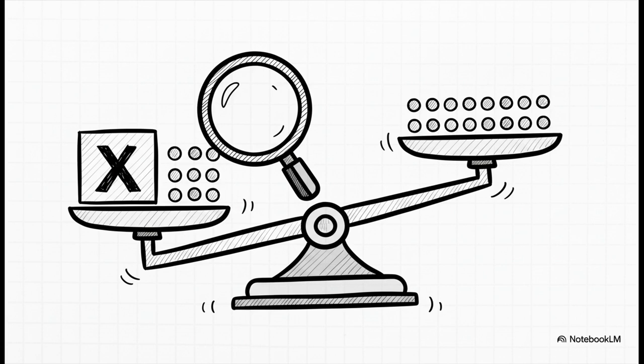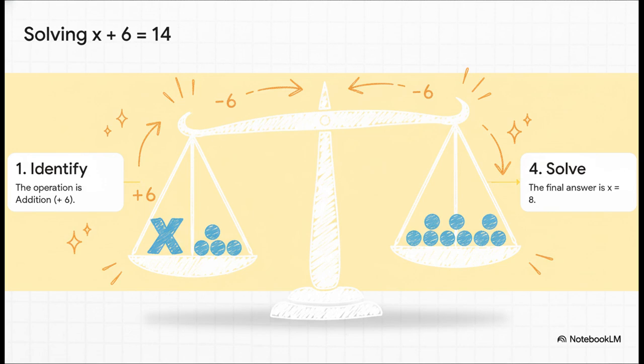So how do we undo that? We bust out our toolkit. Step 1, what's the operation? It's addition, right? Plus 6. So what's the inverse of adding 6? You got it, subtracting 6. So we subtract 6, and here's that golden rule again: we have to do it to both sides. We've got to keep that scale balanced. On one side, x plus 6 minus 6, the 6s just cancel each other out, leaving x all alone. And on the other side, 14 minus 6 is 8. And boom, just like that, we have our answer: x equals 8.